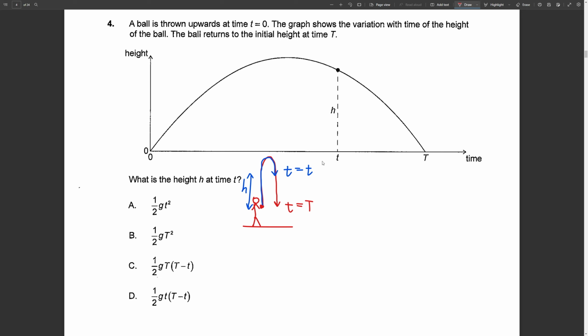Let's focus on the red one first. For the red one, we can start with S equals ut plus half at squared. And throughout this whole question, let's take upward to be positive. So for the red SUVAT equation, we have S being 0 because it returns to the hand. U is unknown, T is capital T. Acceleration is negative g because it's pointing downward. T is capital T squared.